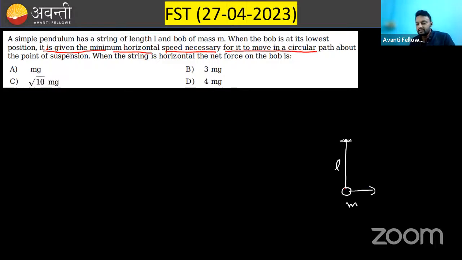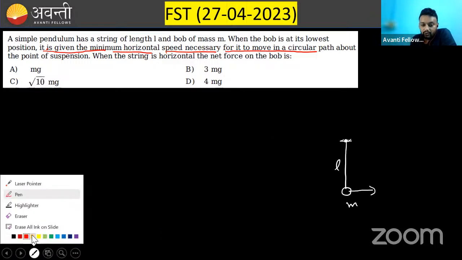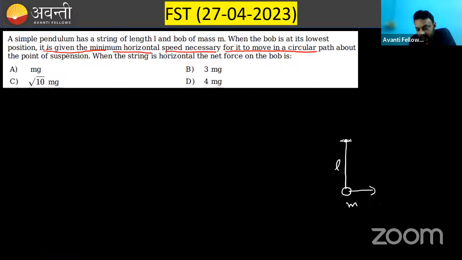That means the minimum velocity it is given to complete the circular path, or you can say complete the vertical circle. So in the previous slide, I have told you that minimum velocity for that is root of 5gL. Minimum velocity for completing the vertical circle is root 5gL. That means this much velocity is given.